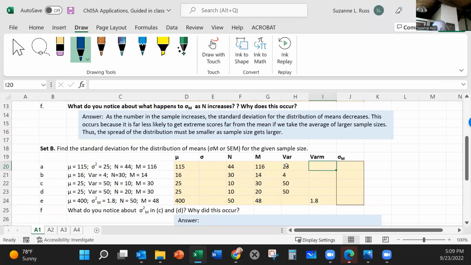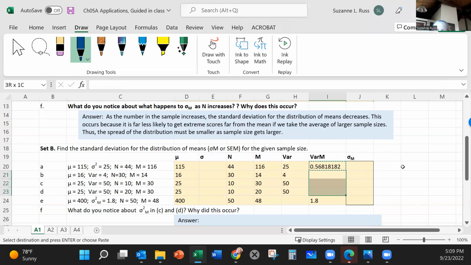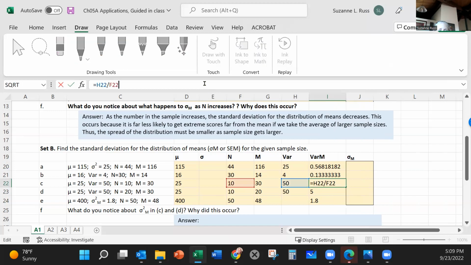I know that to get the variance for the distribution of means, I just need to take the variance and divide by N. So I'm going to fix this up. And actually, I'm not going to. I'm just going to take equals and I'll click on variance, divide by N. And next, I can copy this formula for all of these. And let's check if it got it right here. Let's see if it clicked on the right cells. I've highlighted the cell and now I'm placing my cursor in the function bar and I see that it did do the right thing. So these should all be good.